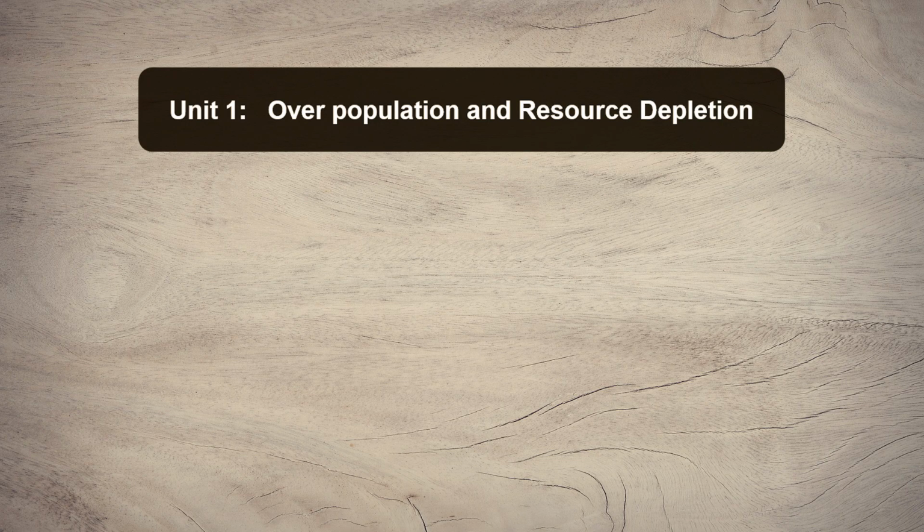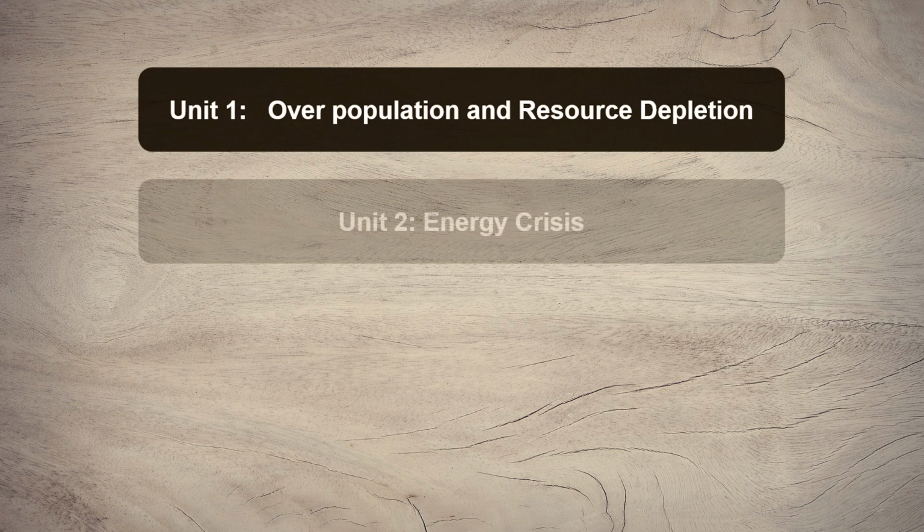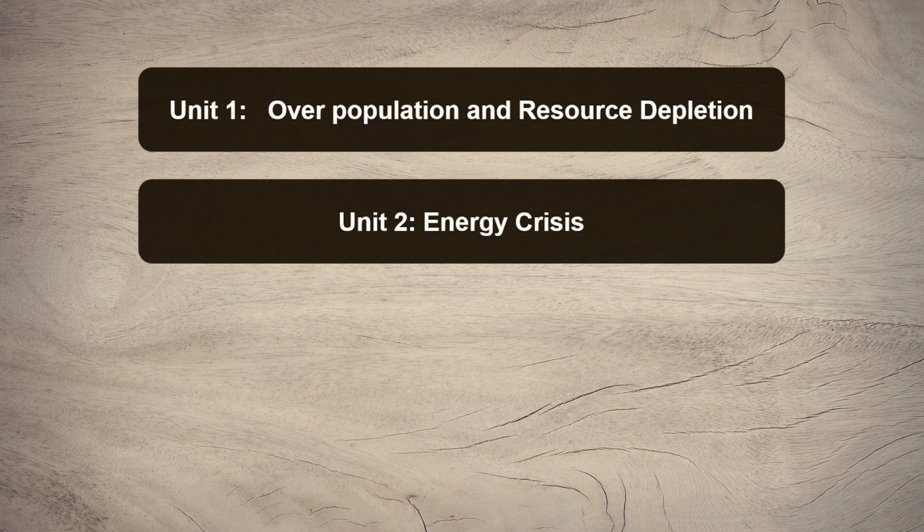So in this unit, we will be discussing about the causes of population growth, how does it impact the environment, and what measures can be taken to slow down the population, and how resource conservation can play an important role in this. Another important crisis is that of energy.